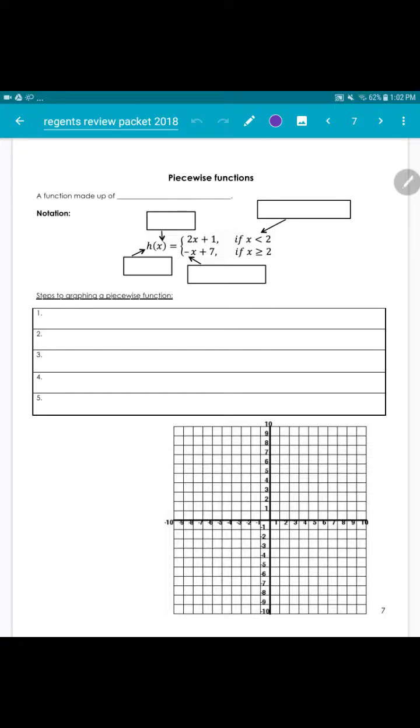Okay guys, so a piecewise function is made up of two or more functions, but it's different than a system because a system is two separate functions. This is one function with two pieces. That's why it gets the name piecewise.